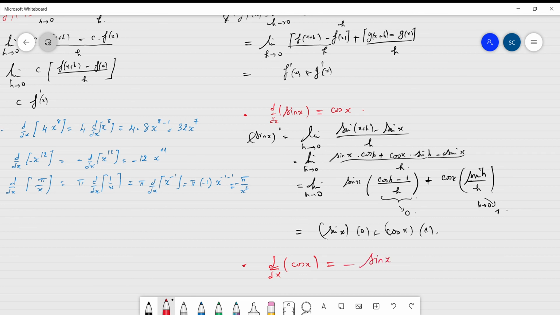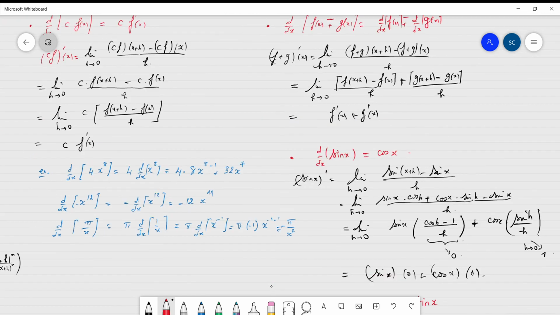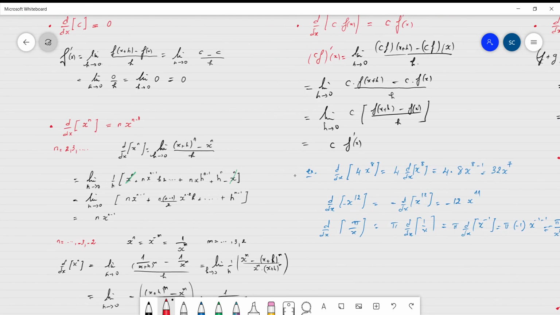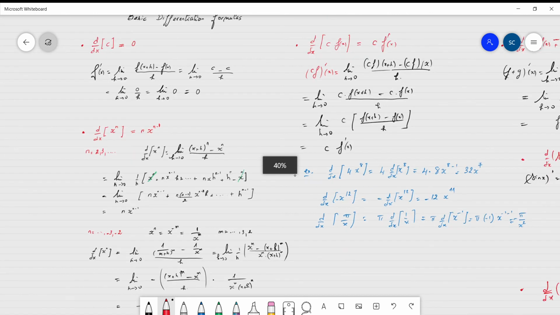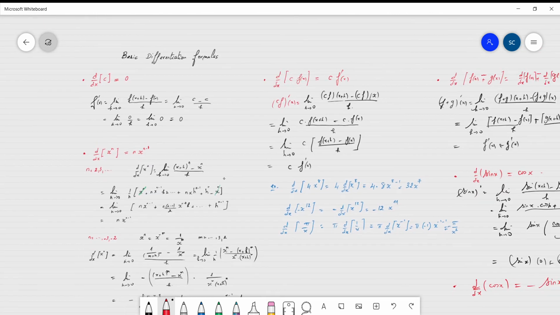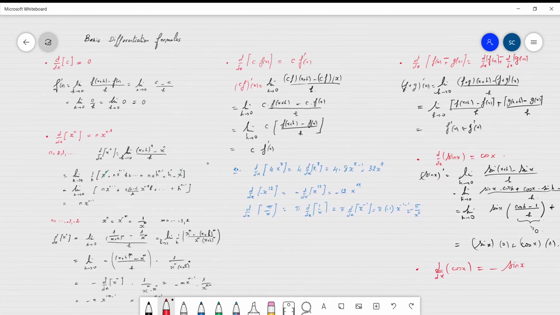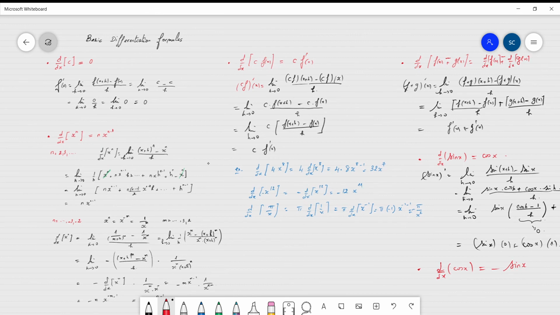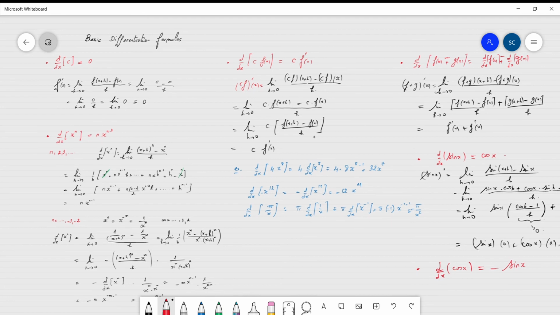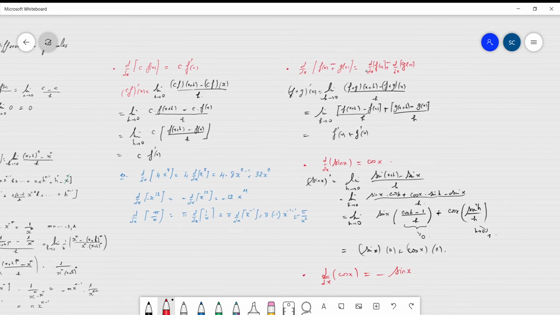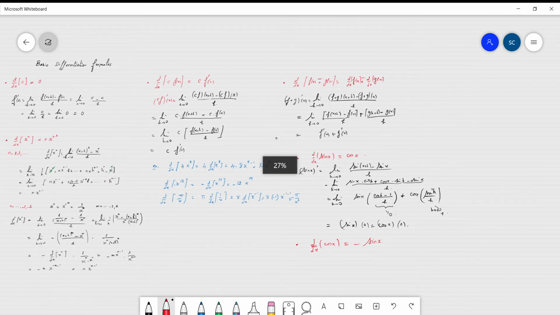Here is what we learned today. Finally, here are our rules. To develop rules of differentiation, we started by deriving a constant function, deriving a power function, then a function multiplied by a constant, a sum or difference of two functions, the derivative of sine and the derivative of cosine. So this is what we learned today.